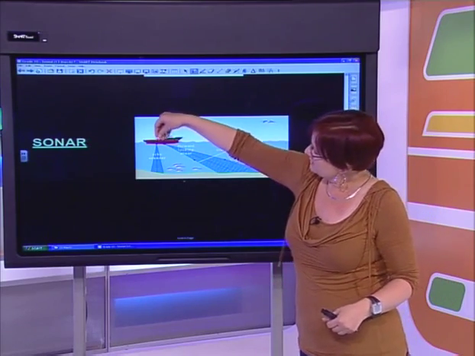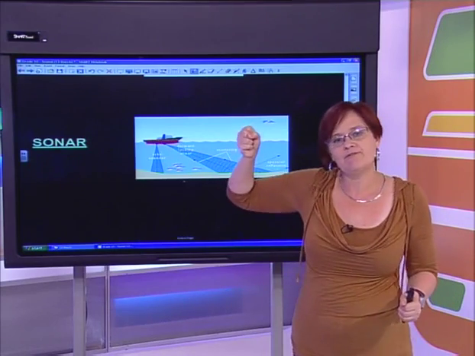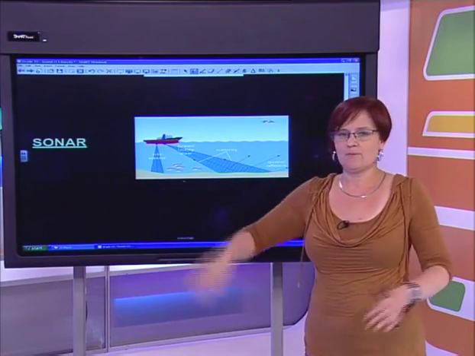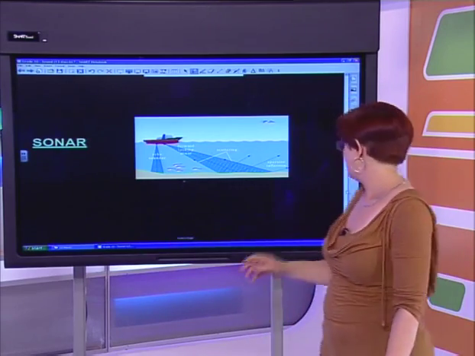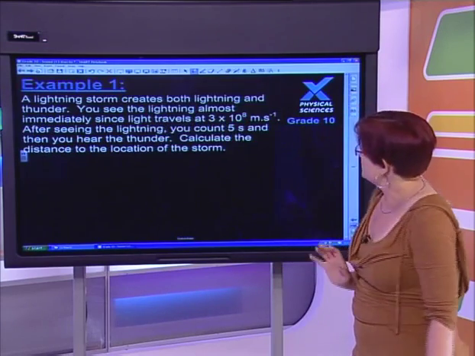So the ship will send out a sound signal. They know how fast the sound goes in the water, looking at the temperature of the water and how much salt is in the water, because that definitely affects it. And then they have machines which pick up the reflected sound. Just like with the bat, it converts that sound into a picture. So it's all done electronically, which is quite nice, because I don't think I could do that. And we get to that later.